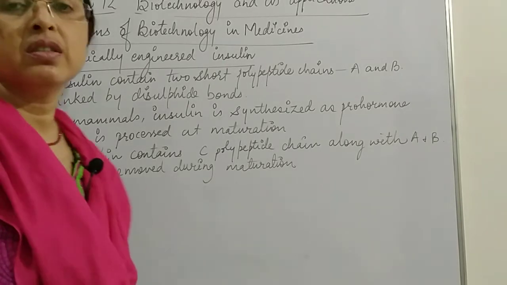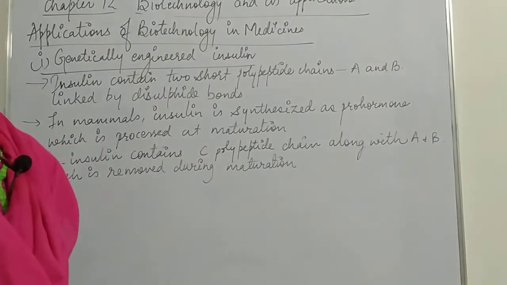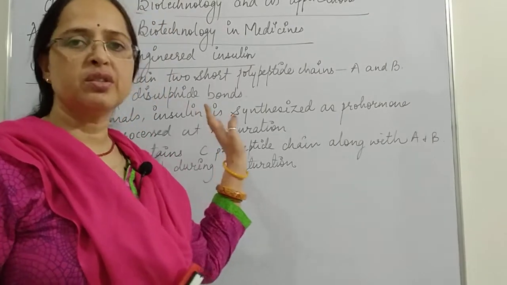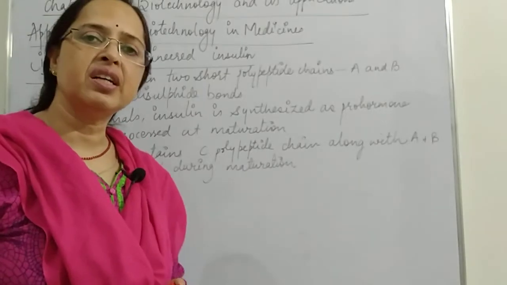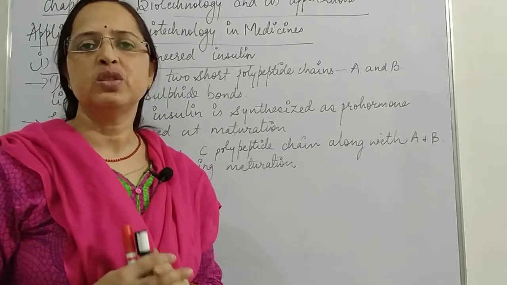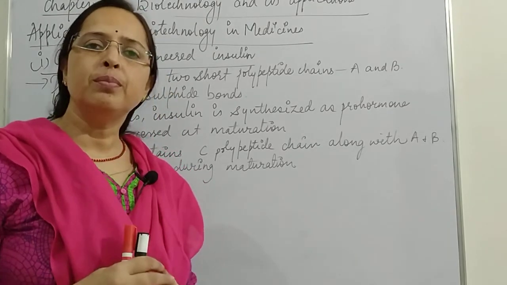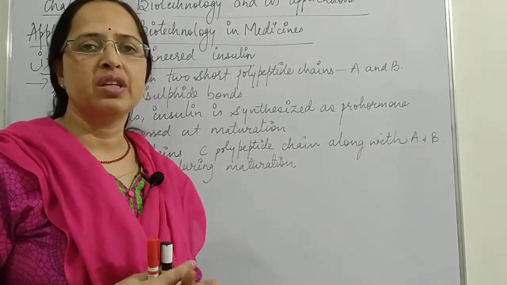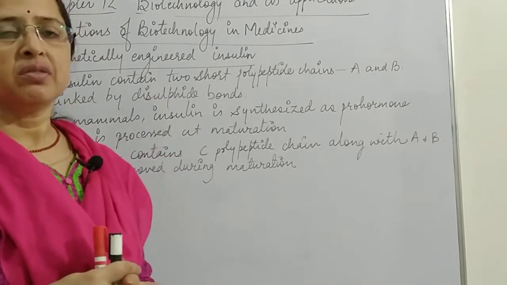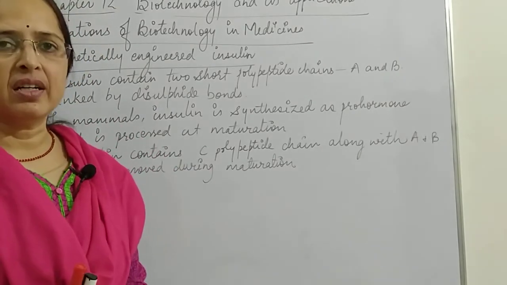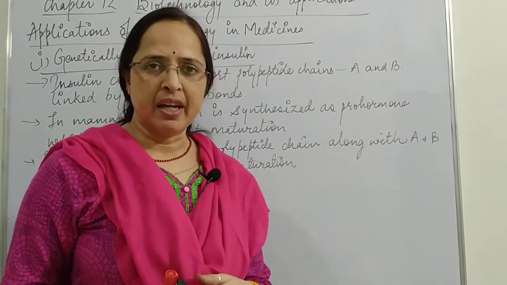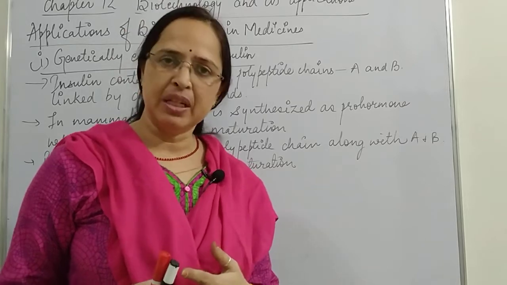Now here we are going to discuss the applications of biotechnology in the field of medicine. First is the production of insulin, or genetically engineered insulin. Everyone knows that insulin is used to lower the blood glucose level, which means diabetic patients use insulin. This insulin hormone, which is released from the pancreas, consists of two polypeptide chains, one the A chain and the other the B chain.